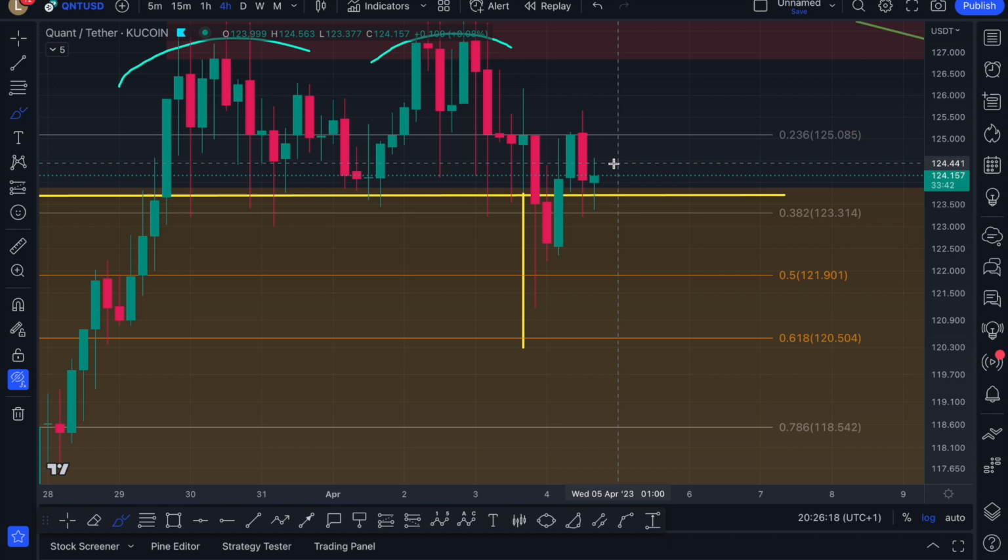So that would be a doji or a bullish hammer or a bullish spinning top, any bullish candlestick pattern over here.